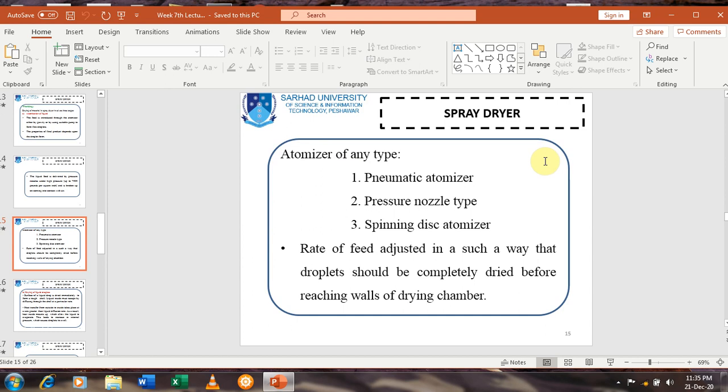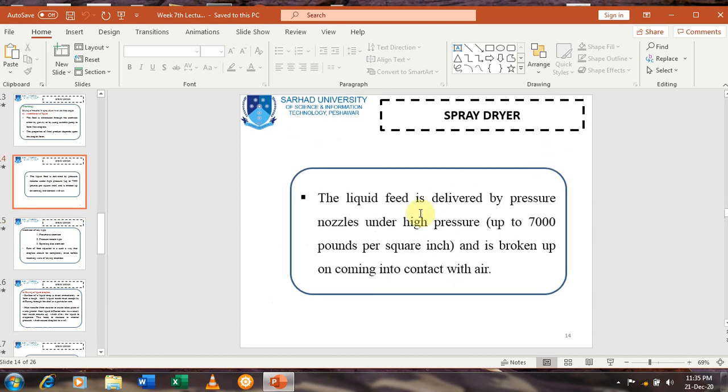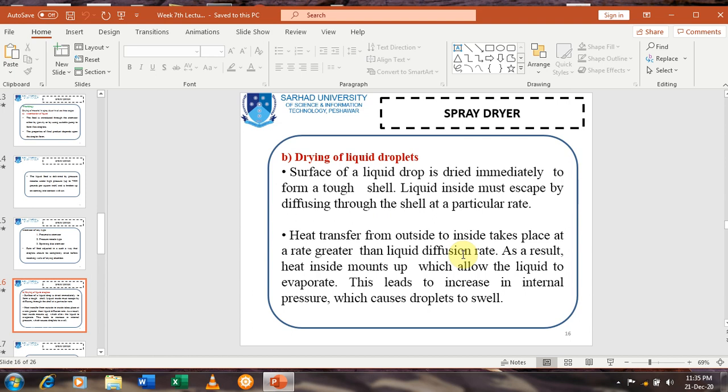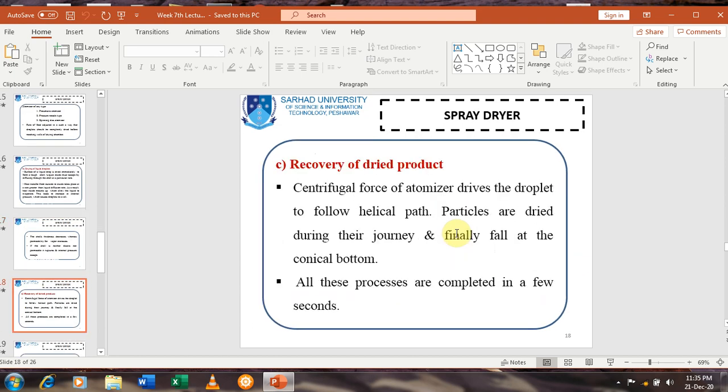We have discussed the pneumatic atomizer, pressure nozzle atomizer, and spinning disk atomizer. In a pressure nozzle atomizer, a high pressure is used, up to 7,000 pounds per square inch. We have also discussed the second stage, which is drying of liquid droplets, with how the liquid droplet is dried, and the third stage, which is the recovery of dried products.